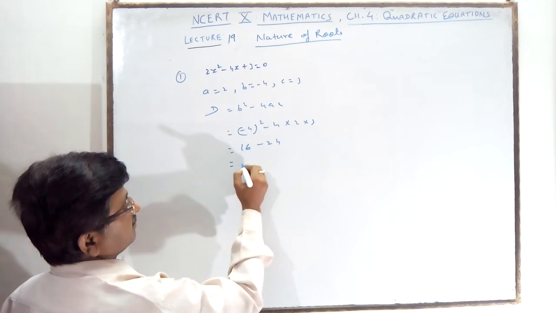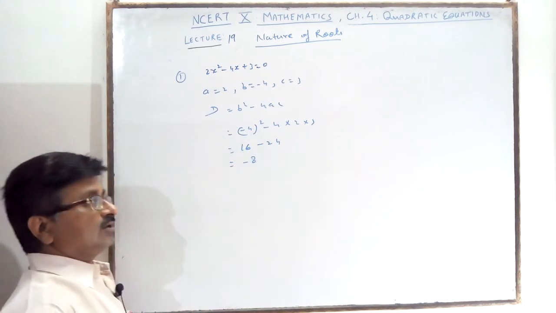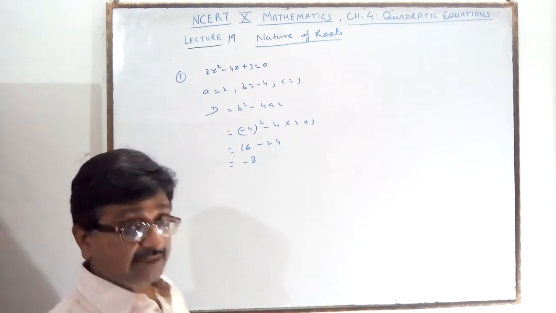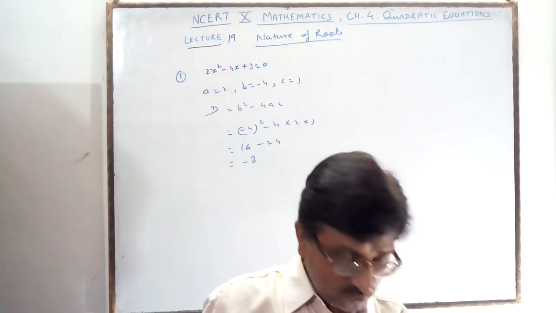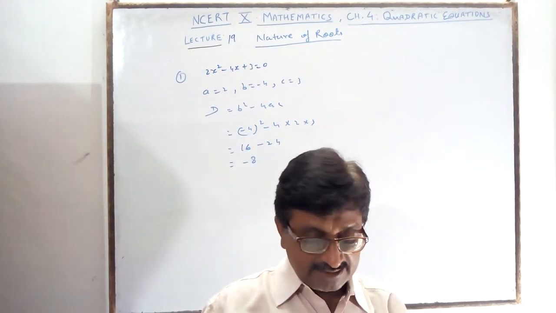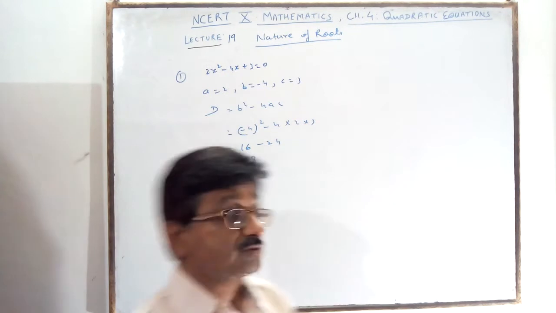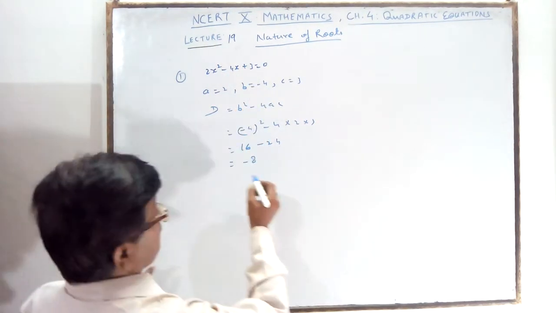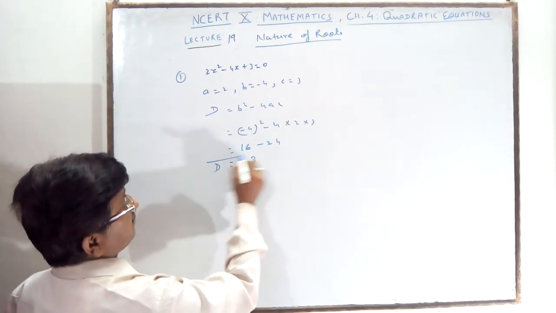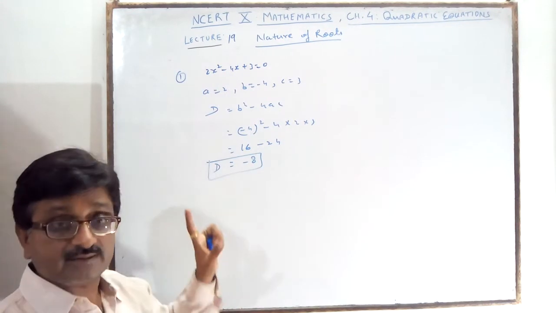That is minus 8. If your question is find the nature of root, the answer is over. Your answer is minus 8. It has no real root. Find the nature of root, the one answer is this. If your question is find the discriminant, it is over.